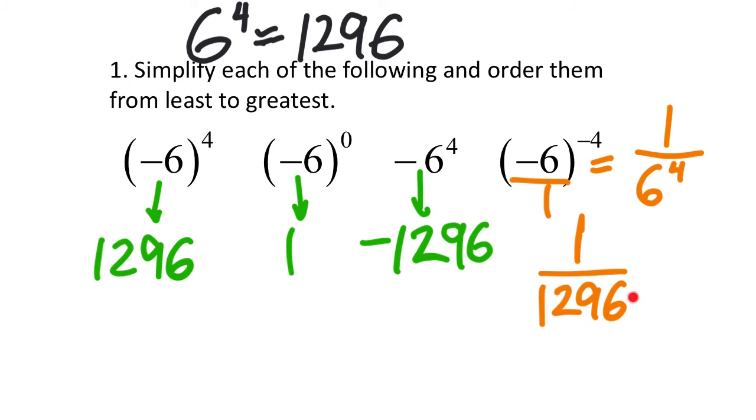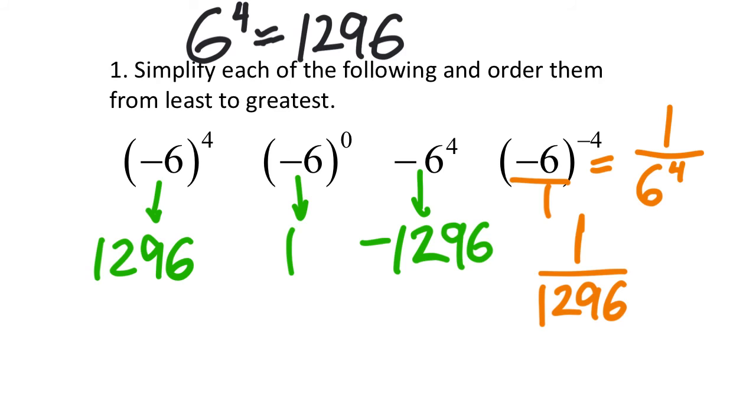This is a fractional value. It's just less than 1. It's not negative, though. That's important to know. So you could find the decimal value for this. What the heck, we'll figure it out. 1 divided by 1,296. I get 0.00077160, which is very small.